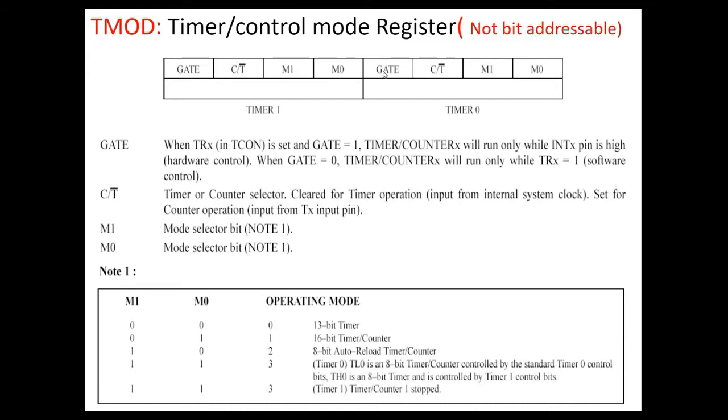If gate is 0, the 8051 is using software to turn it on and off, and in that case we need to use TCON. If the gate bit is 1, it indicates that the 8051 is using hardware, which is the interrupt pin. But now we'll be assuming that we are using software to turn the timer on and off, so we'll consider the gate bit to be 0.